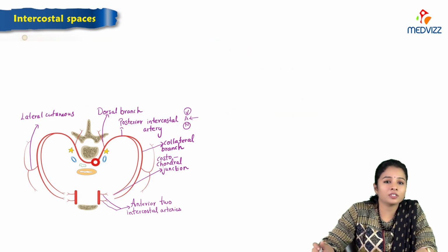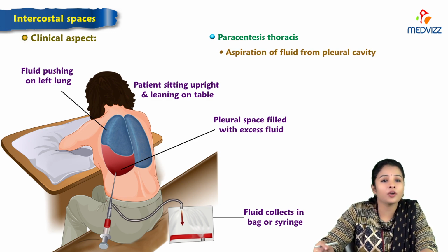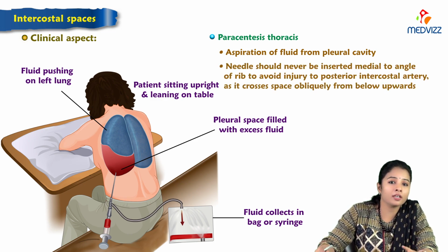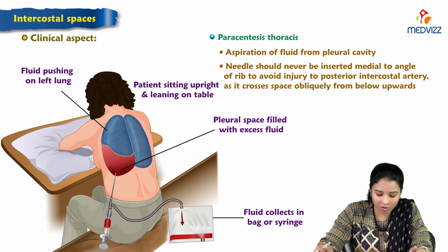So let's see about some clinical aspect. So next about the paracentesis thoracis. What is this paracentesis thoracis? It means the aspiration of fluid from the pleural cavity, which is called as paracentesis thoracis. During this procedure, the needle should never be inserted medial to the angle of the rib because posterior intercostal artery is present there. So to avoid injury to the posterior intercostal artery as it crosses the space obliquely from below upwards. So that is about paracentesis thoracis.